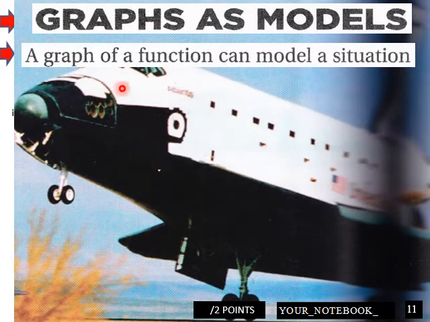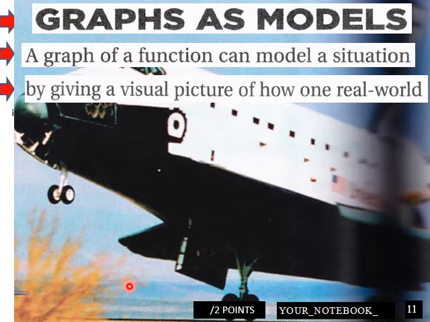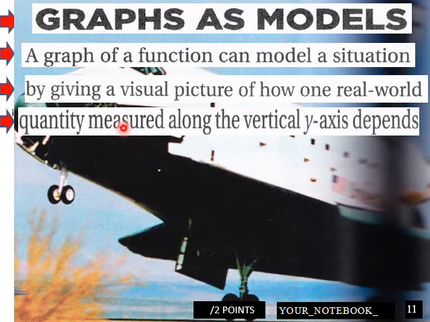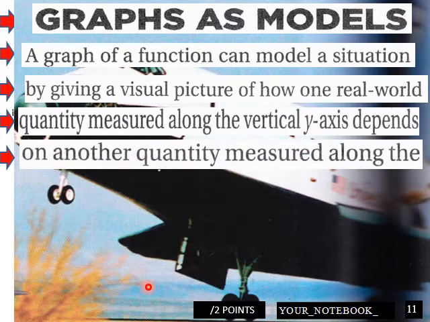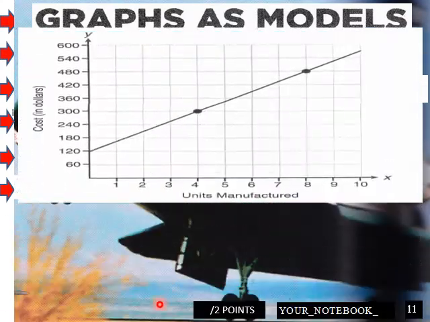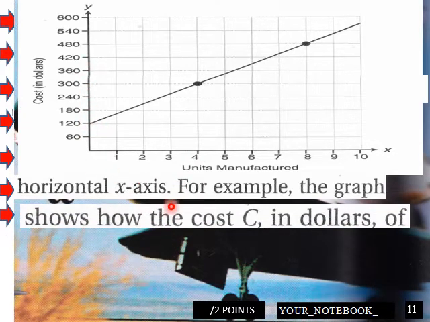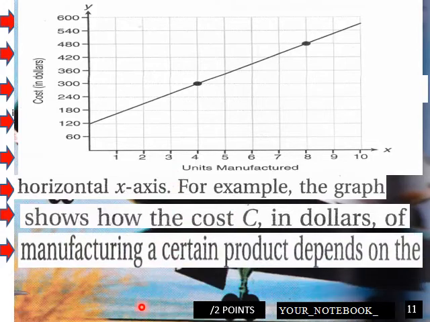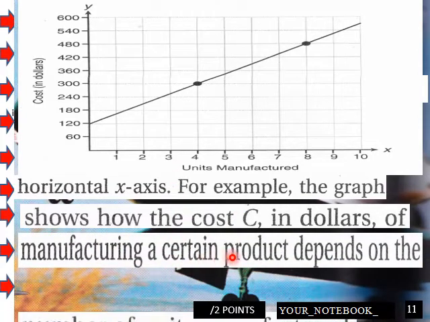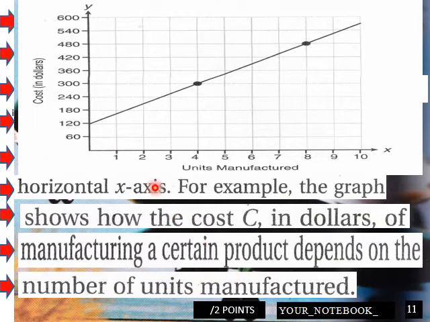Graphs as models. A graph of a function can model a situation by giving a visual picture of how one real-world quantity measured along the vertical y-axis depends on another quantity measured along the horizontal axis. So here is our domain, and this would be our range. It shows how the cost C in dollars of manufacturing a certain product depends on the number of units manufactured. Your domain would be here, your units manufactured, and this would be your dollar amount.